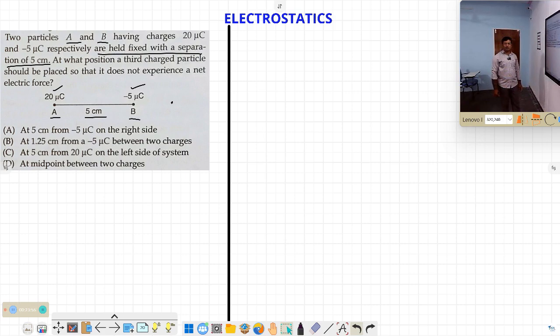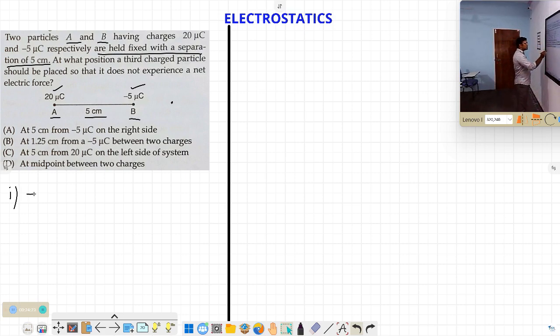a net electric force? That means you have to keep the charge at a place where no electric field exists. If there is no electric field, it means no force acts on the charge, because electric field is defined as the force acting per unit charge. So we have to find the position where we have to keep the charge so that it does not experience any force, meaning we need to find the null point. So, concept based, there are two concepts here. At what position will you get the null point?